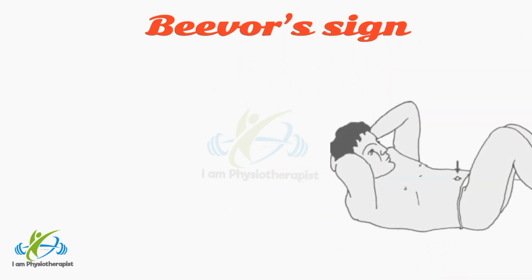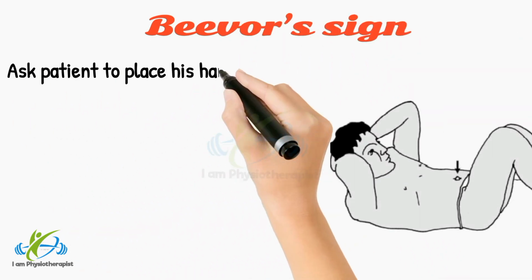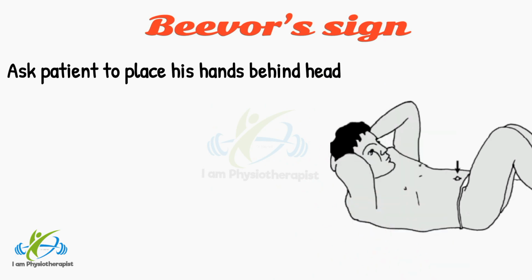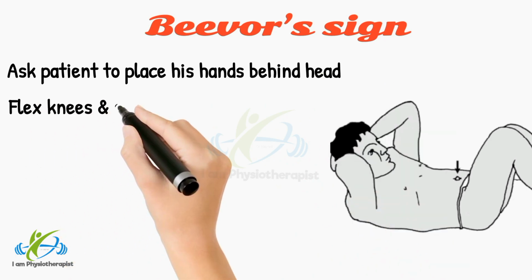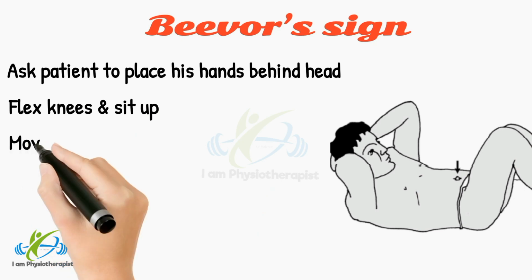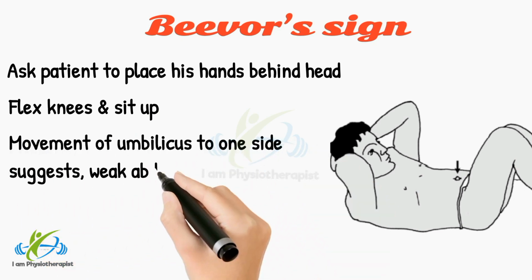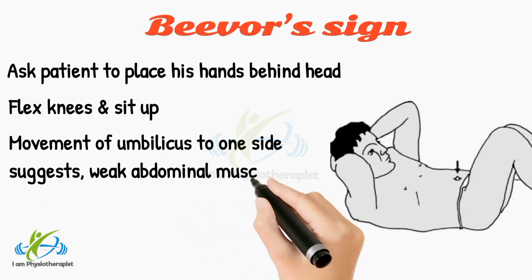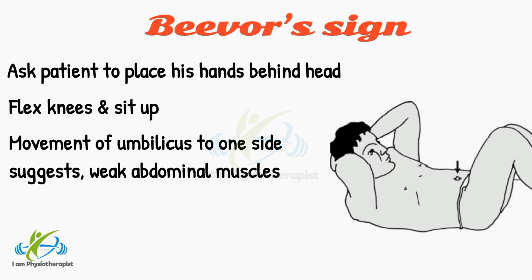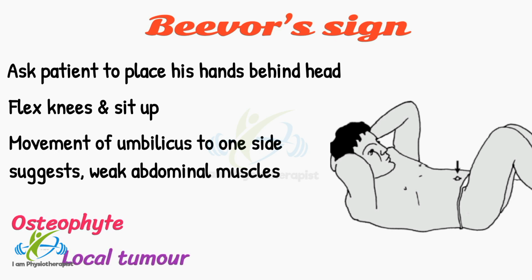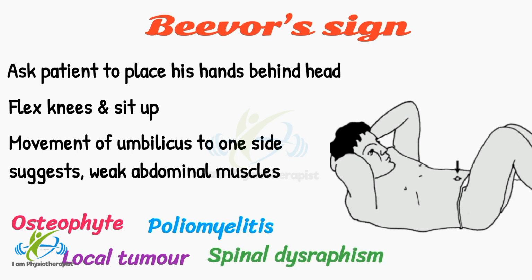Beevor's sign. To check Beevor's sign, ask the patient to place his hands behind his head, flex his knees, and sit up. Movement of the umbilicus to one side, up or down, suggests that the abdominal muscles on that side are weak, as compared to the opposite side. This may result from nerve root compression by an osteophyte, from a local tumor, poliomyelitis or spinal dysraphism.